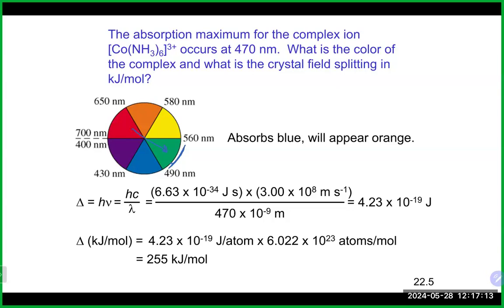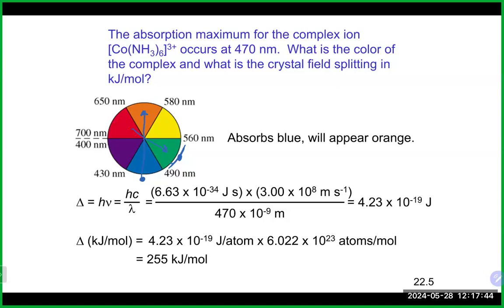So in this particular case, if our maximum absorbance is around 470, which would be right about here, it will appear orange to us, the color of the solution, as that is our complementary color. So again, we always see the complementary color to the light that's being absorbed.